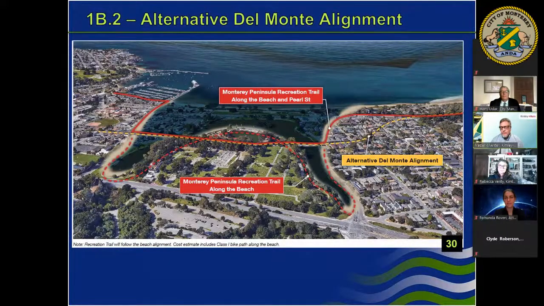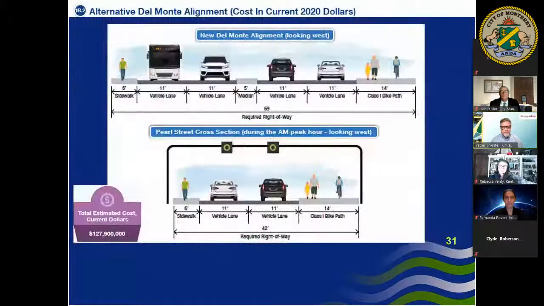Another option that we looked at was what we call the alternative Del Monte alignment, very radical, and that is to try and maintain the four lanes up to the bridge where we get to Pearl Street, but that would destroy the neighborhood. We would need to buy property and also then get the street along that alignment. The Monterey Bay Scenic Trail, of course, could remain along the beach and then cross at Pearl Street. Next slide, please. So basically the cross section as we know it now is four lanes on Del Monte, with the Class I bike path, and then once again the managed lanes once we reach Pearl Street. Cost of this is about $128 million.